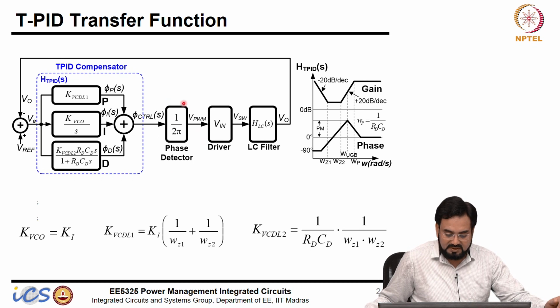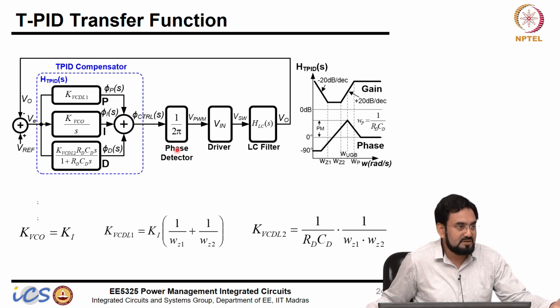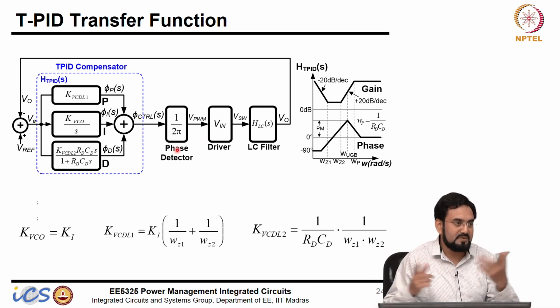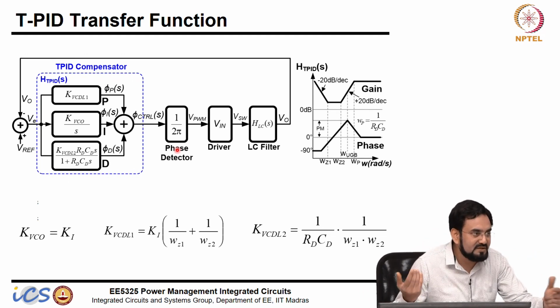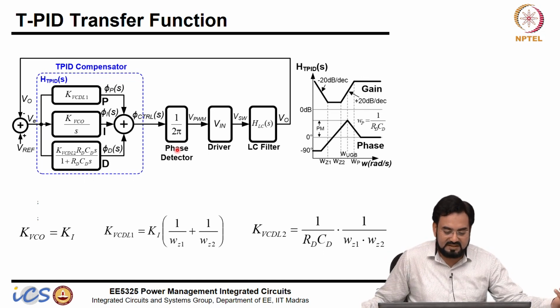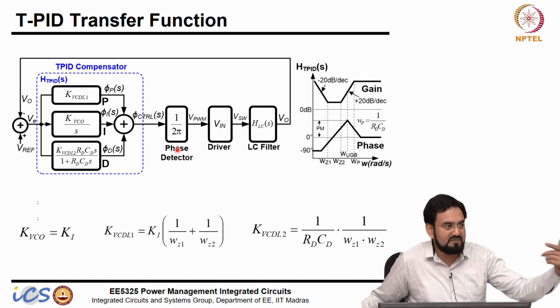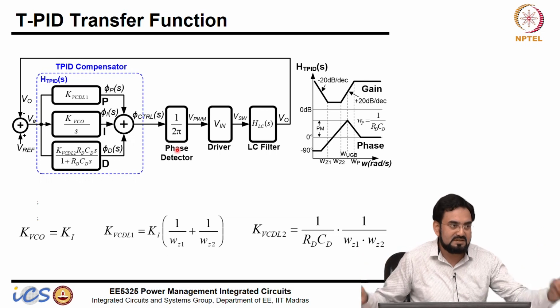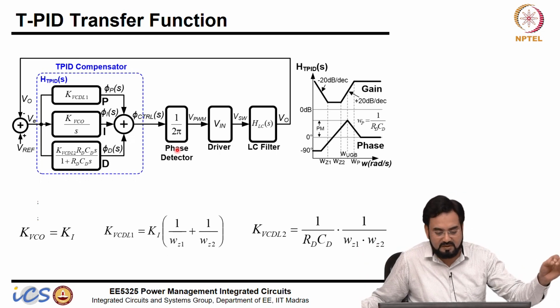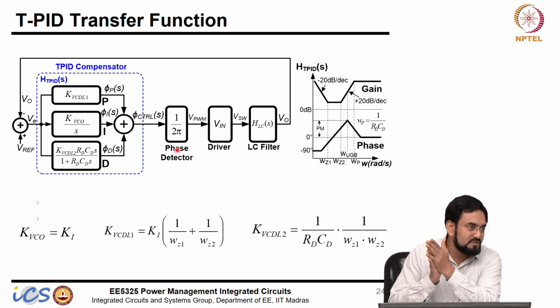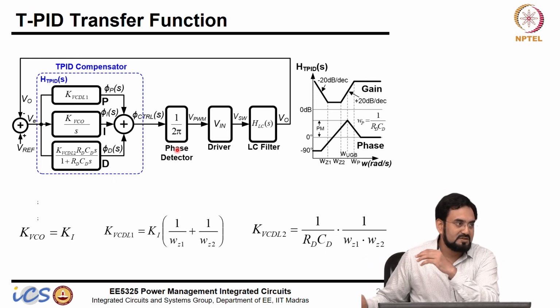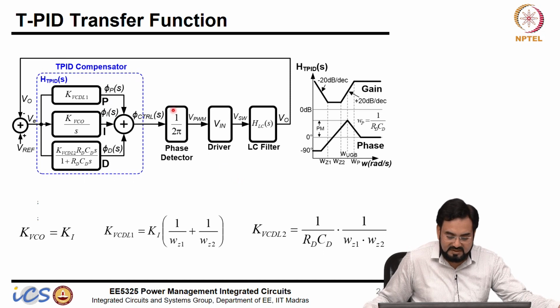So 1 over 2 pi is the gain of your PM, basically the modulator, the phase detector. Here the modulator is nothing but a phase detector. So just like in the voltage domain we had a 1 over Vm, here your total phase is because 0 phase difference corresponds to 0% duty cycle, 2 pi phase difference corresponds to 100% duty cycle. And so that's why we have a gain of 1 over 2 pi. Then Vin is your power stage and then HLC.